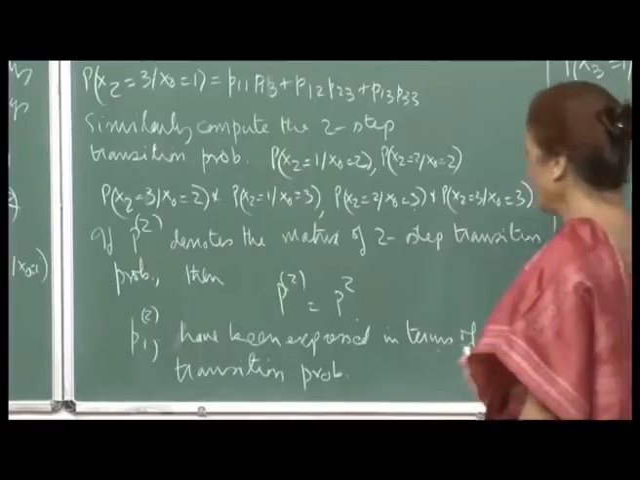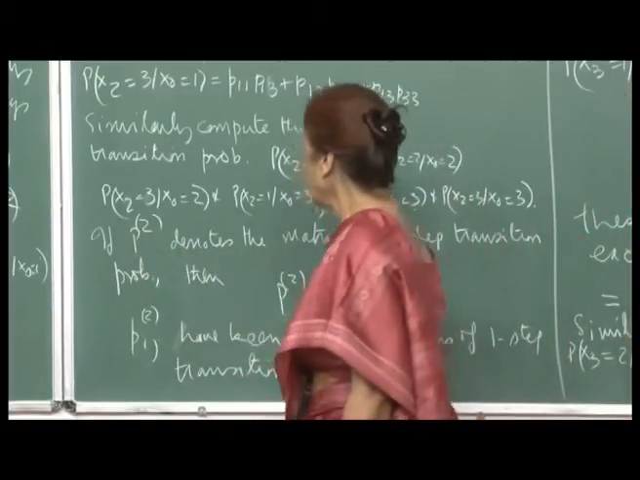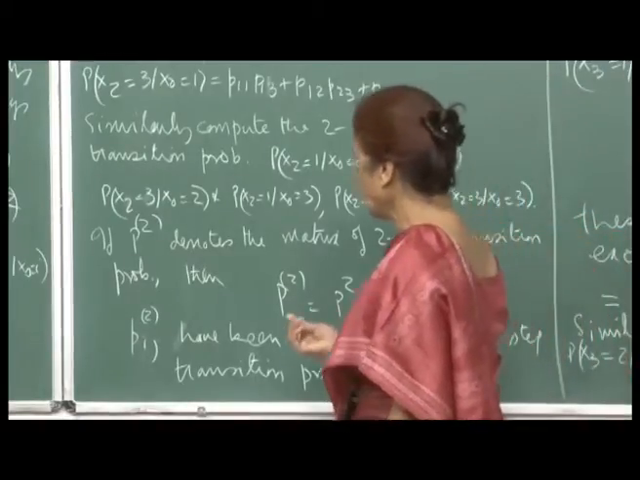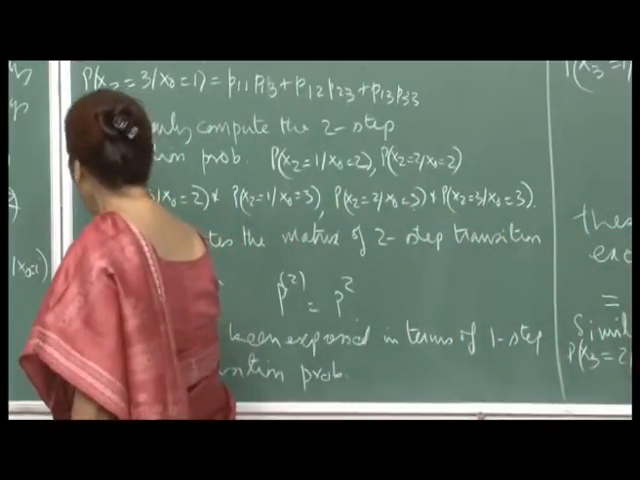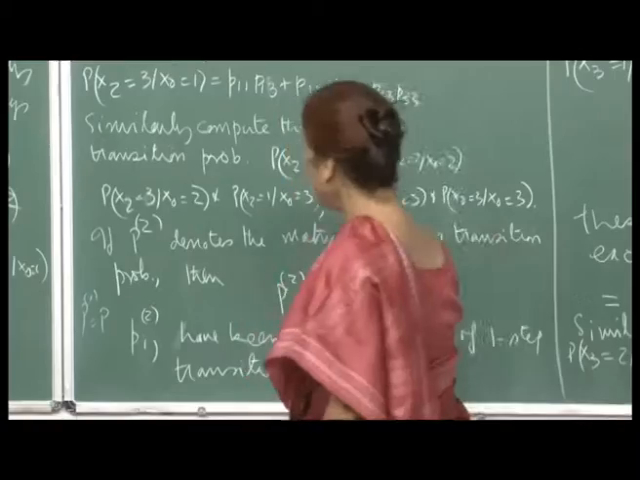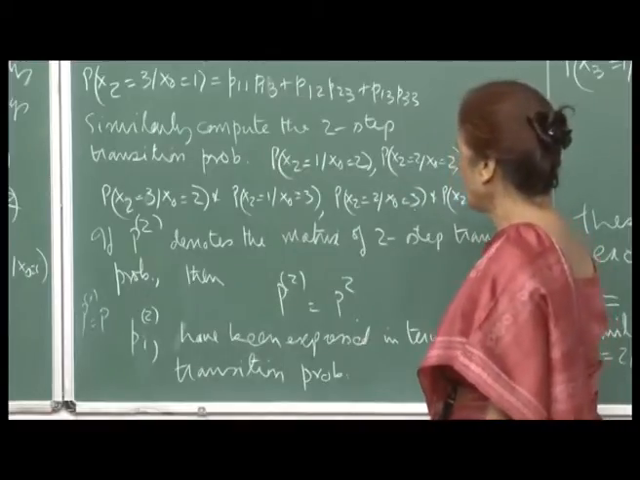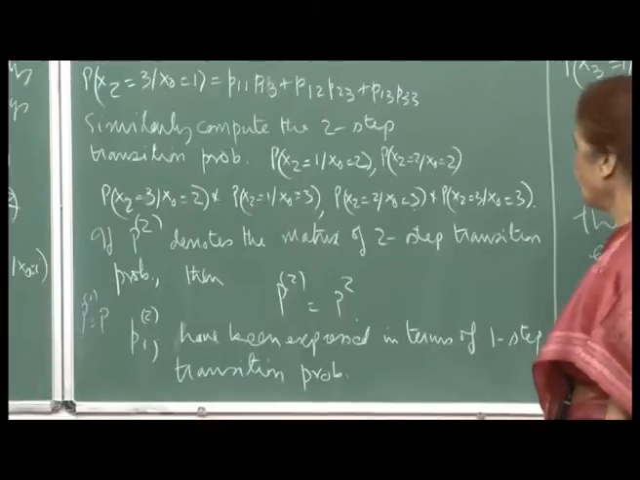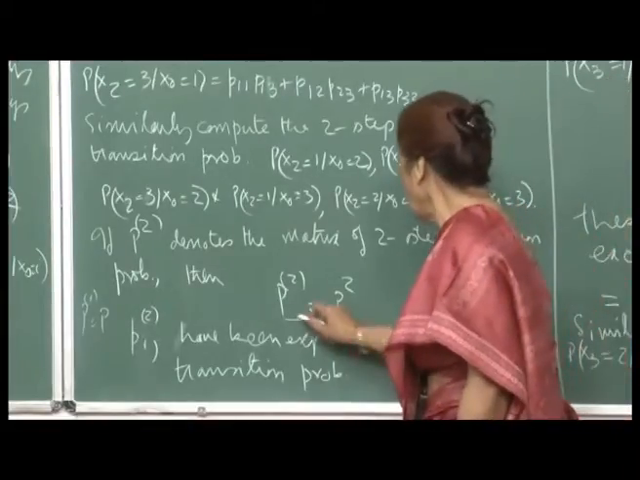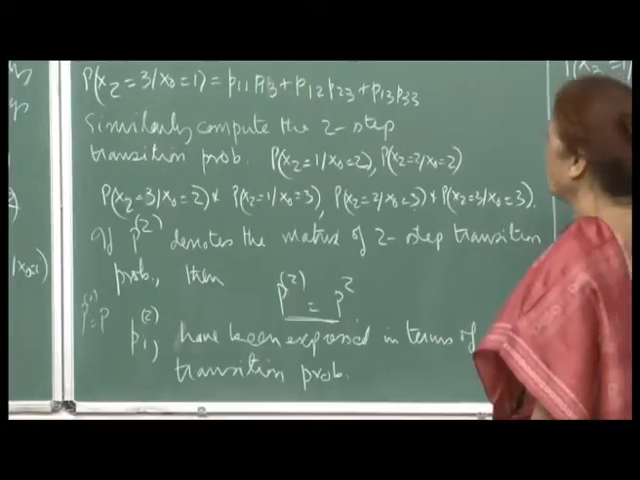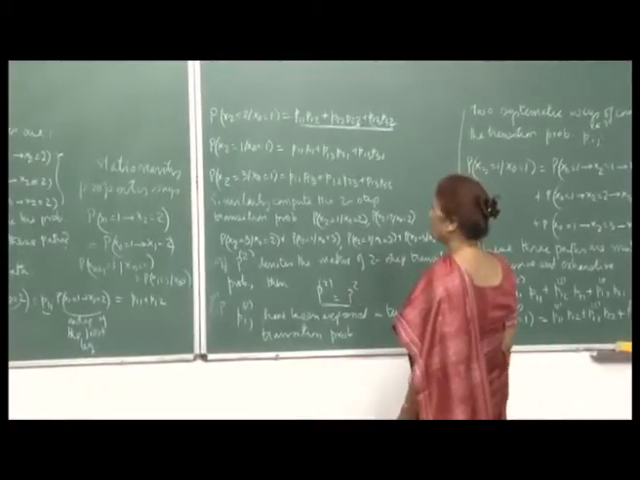So let P2 denote the matrix of 2 step transition probabilities, just as P, we are not writing P1, it is understood that P1 is P. This is the transition matrix of 1 step transition probabilities. Now let P2 denote the matrix of 2 step transition probabilities, then we will quickly notice that P2 is actually P square, because here you have written the components of this.